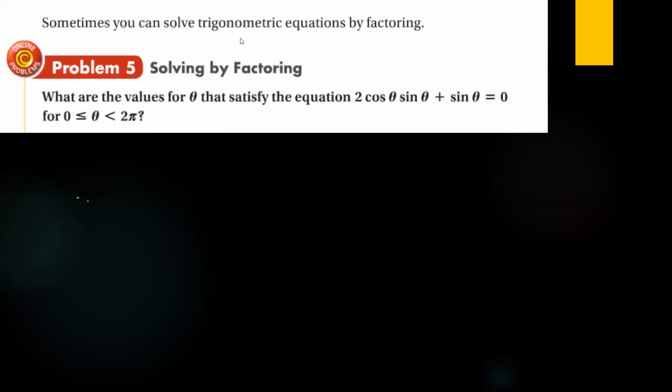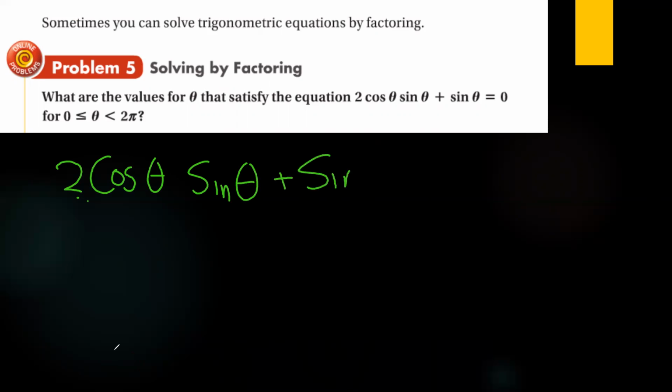Now, sometimes you can solve trigonometric equations by factoring, as in this example here. 2 cosine of theta sine theta plus sine of theta equals 0. Sometimes you have to think that you can solve it by factoring.